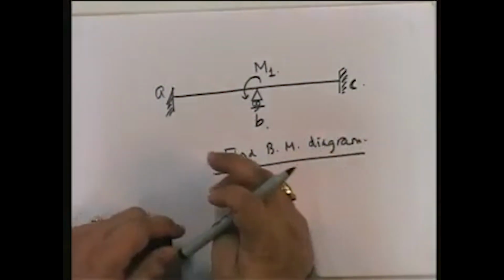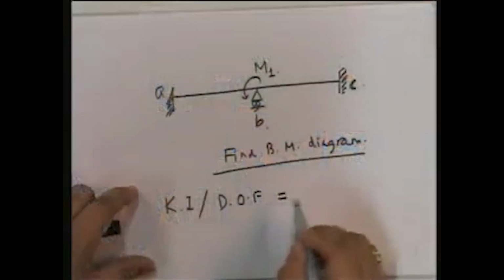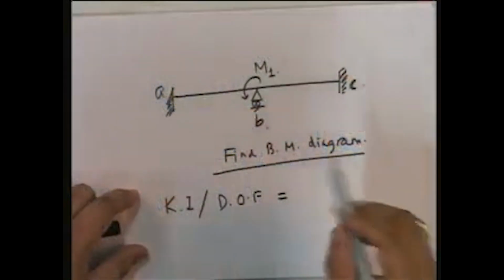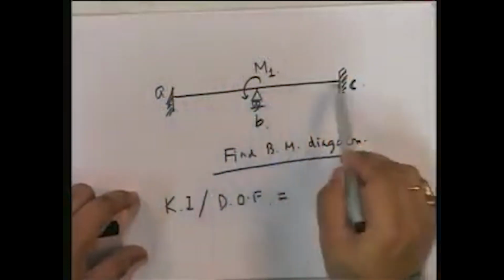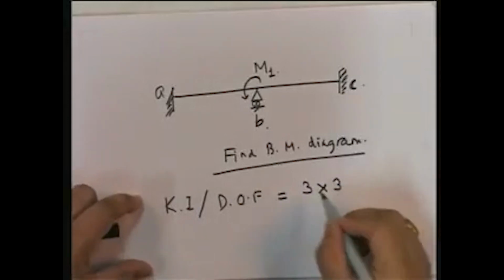Now, how do I apply the slope deflection equations to get the bending moment diagram? Instead of finding the static indeterminacy, what you have to find is the kinematic indeterminacy of this structure. Remember how we developed that? Kinematic indeterminacy, or I also called it degrees of freedom. How do I find that out? Let's go through this. How many joints? A, B, C, 3. So 3 into 3 degrees of freedom per joint.